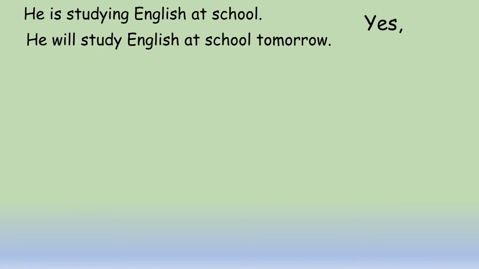Future tense. He will study English at school tomorrow. Who'll study English at school tomorrow? What'll he do at school tomorrow? What'll he study at school tomorrow? Where'll he study English tomorrow? When'll he study English at school? Will he study English at school tomorrow?